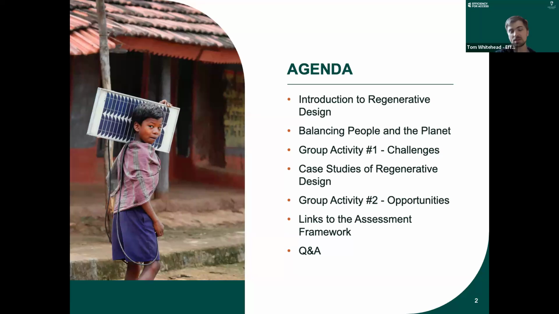We'll then go back into groups to talk about the opportunities within the context you're looking at. What is abundant, what is available to you that you can harness, because that's going to be really helpful to your design, to actually lean on what is already there, what is already strong in that community. And then finally, we'll look at how this all links to the assessment framework so that you leave from this with real clarity on how this approach is going to help you in this challenge.